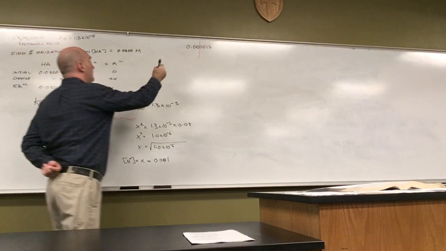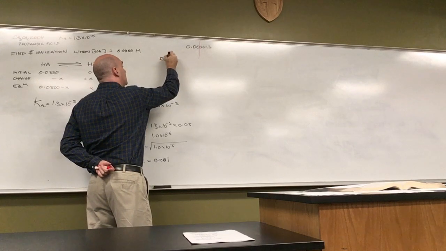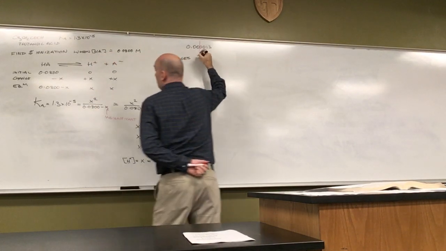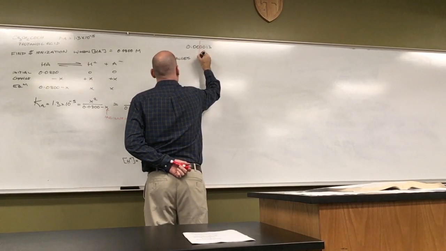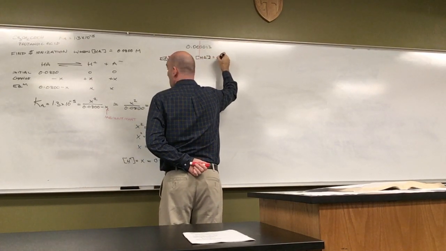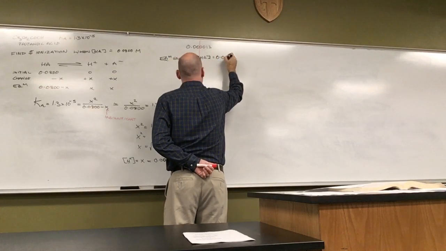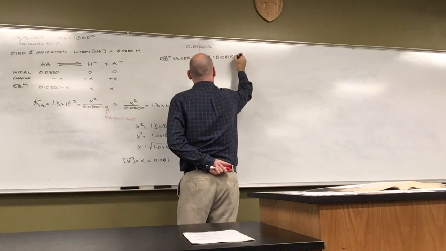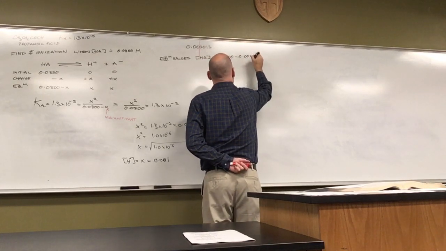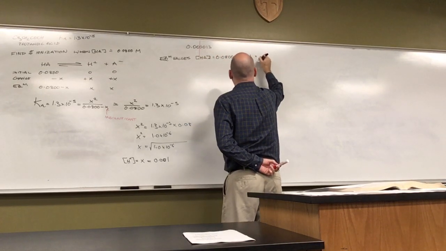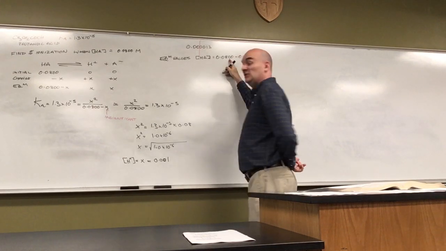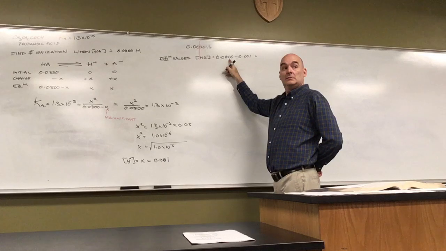So, equilibrium values of HA is 0.08 minus 0.001. Only changes that number right there.